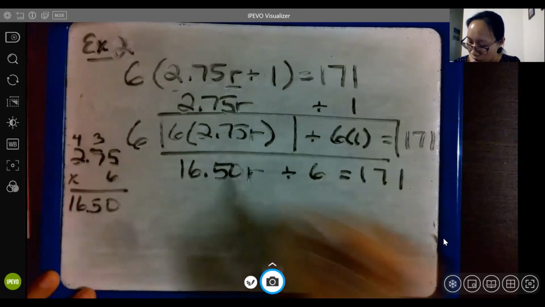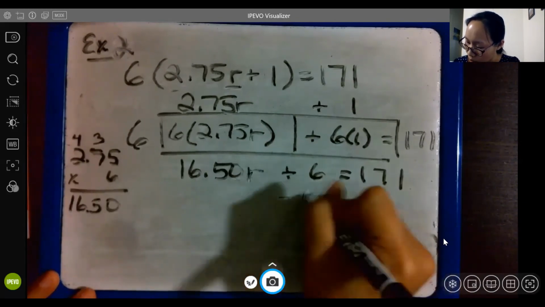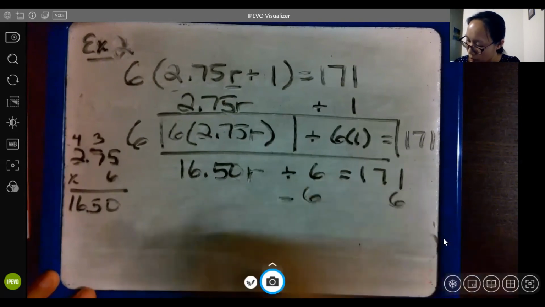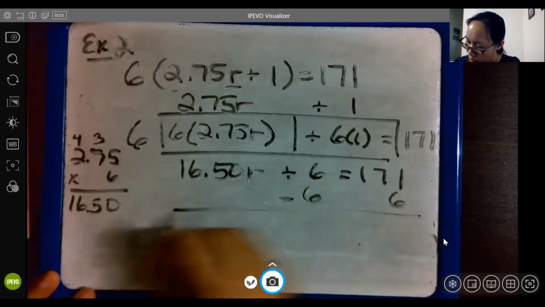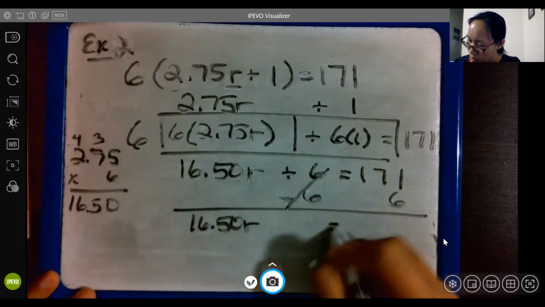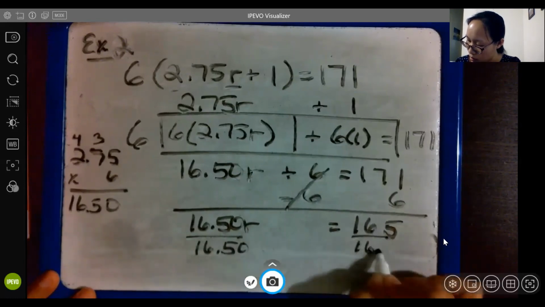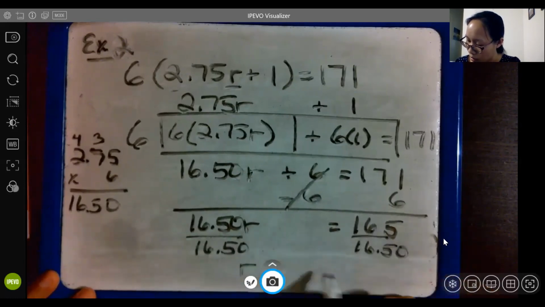Whoops, forgot the R. And then I can subtract the 6 from each side, which leaves me with 16.50R is equal to 165. I can divide each side by 16.50, and that leaves me with R is equal to 10 rides.